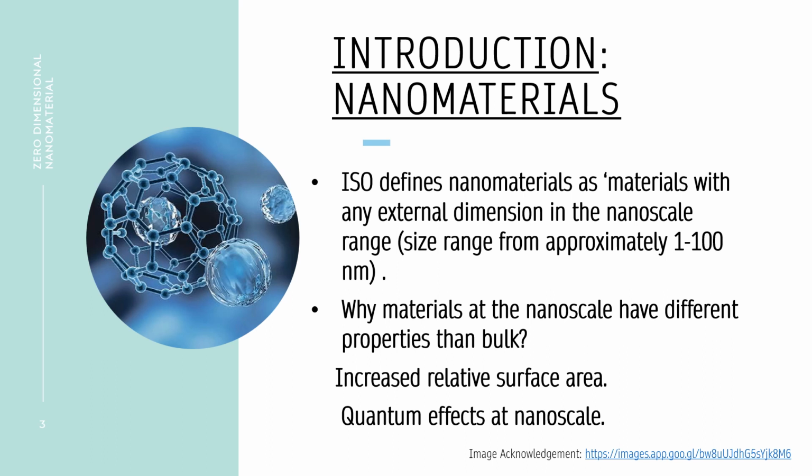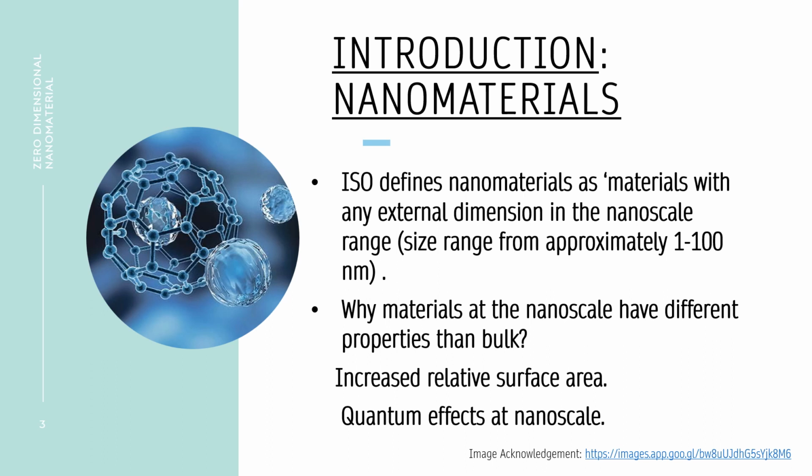According to ISO, nanomaterials are materials with any external dimension in the nanoscale range. This size range approximates from 1 to 100 nanometers. The various examples of nanomaterials include quantum dots, nanoclusters, fullerenes, nanorods, graphene, carbon nanotubes, etc.